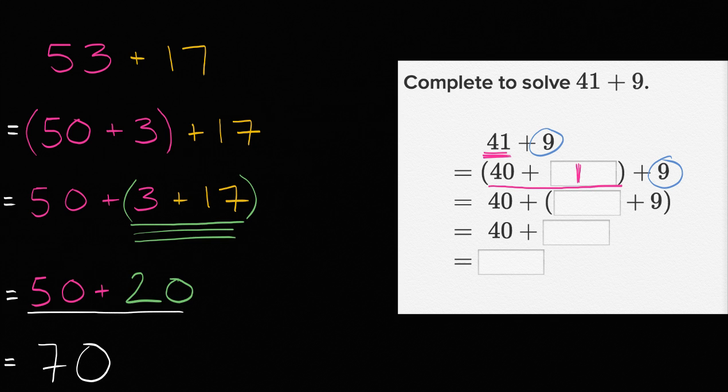So here we're doing the 1 plus 9 first. And if we do the 1 plus 9 first, what do we get? Well, 1 plus 9 is what? Well, that's just going to be equal to 10. Notice, this box is replacing what was in the parentheses before. So in the parentheses, you had 1 plus 9. Well, that's 10. And what's 40 plus 10? Well, that's 4 tens plus 1 ten. So that's 5 tens, or 50. And we're done.